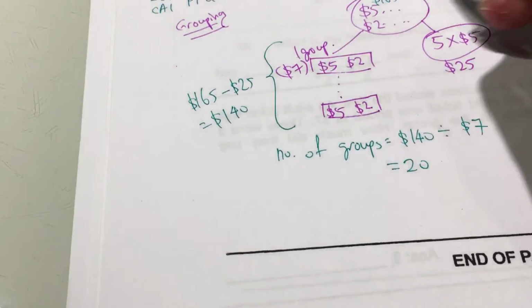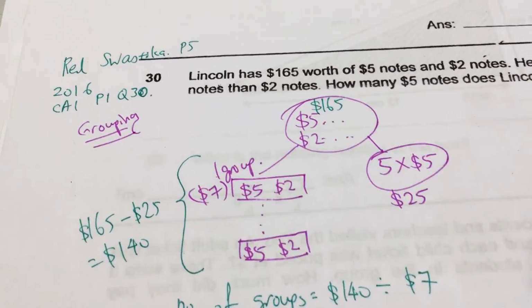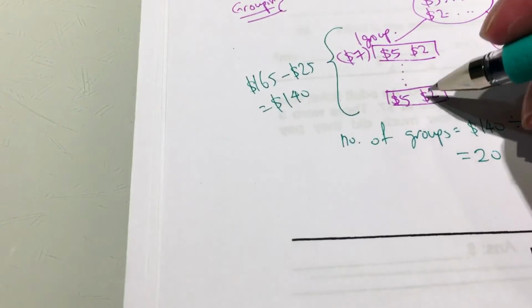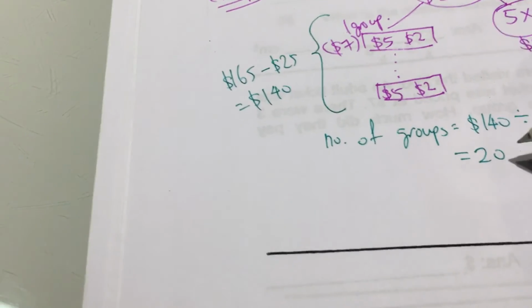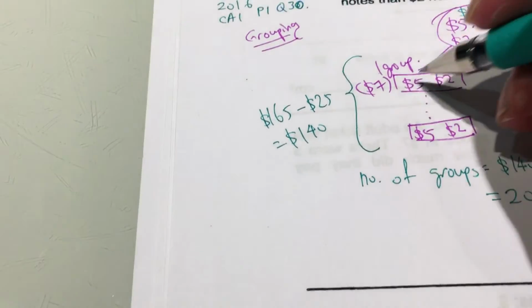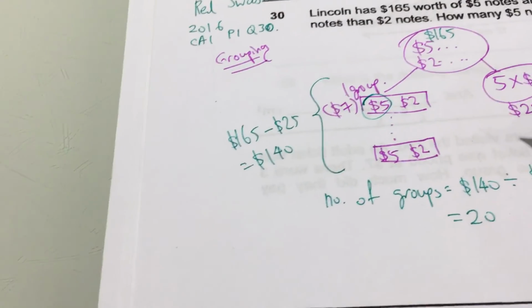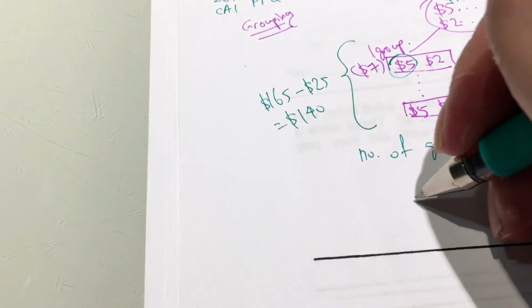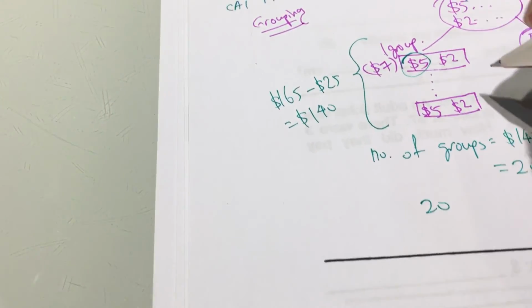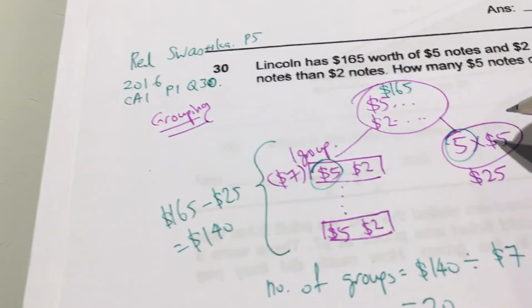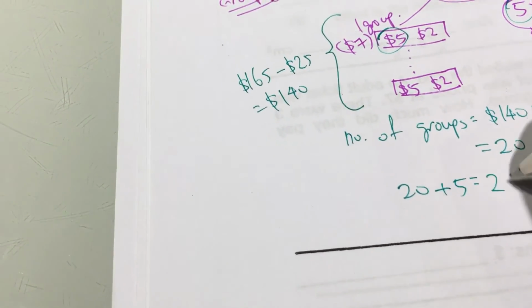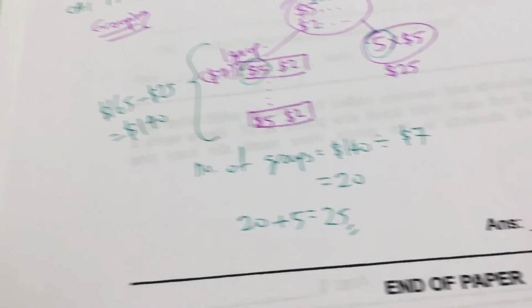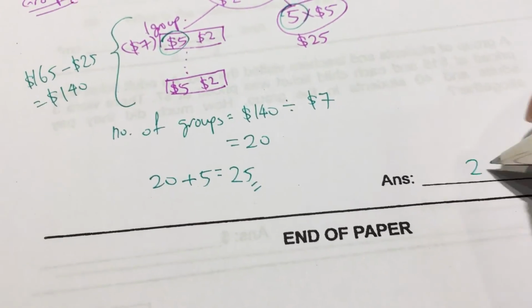So how many $5 notes does Lincoln have? In this case, since there are 20 groups and in each group there's one $5 note, it'll be 20 of them here plus 5 of them right here. So the answer is 25.